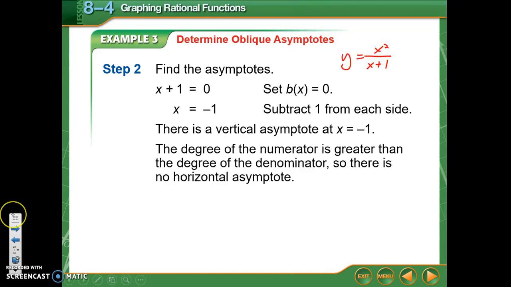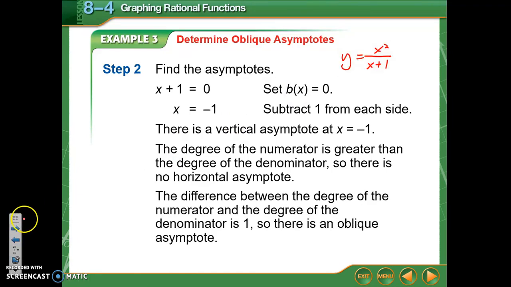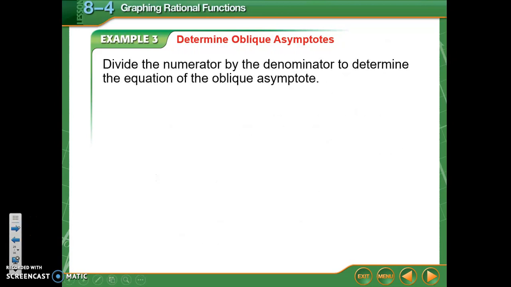Now to get my other asymptote, I look at the degree. The degree of the numerator is larger than the degree of the denominator, so there's no horizontal asymptote. And the difference is 1. 2 minus 1 is 1, so there is an oblique asymptote. How do we get the oblique asymptote? We divide the numerator by the denominator. Remember, when I do long division, I have to fill in my missing terms with zeros, so I'm doing x squared divided by x plus 1.